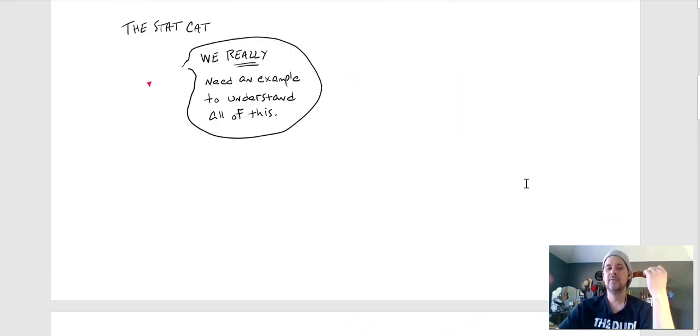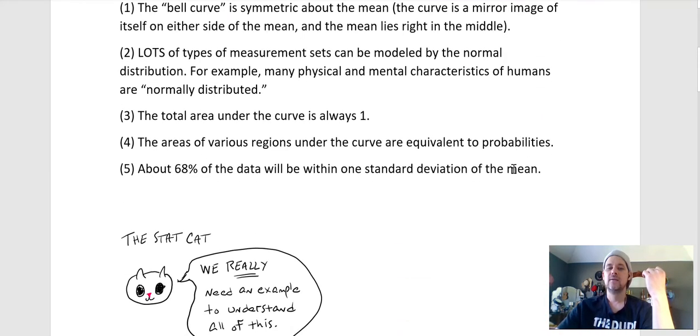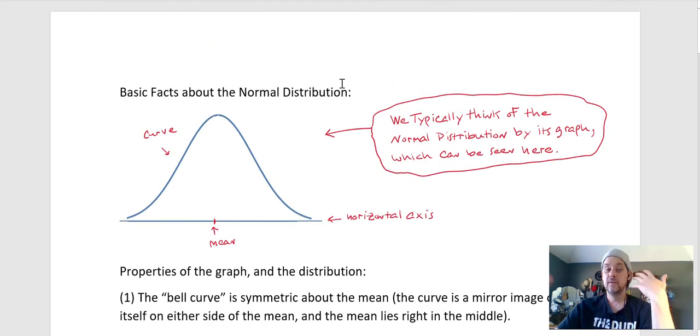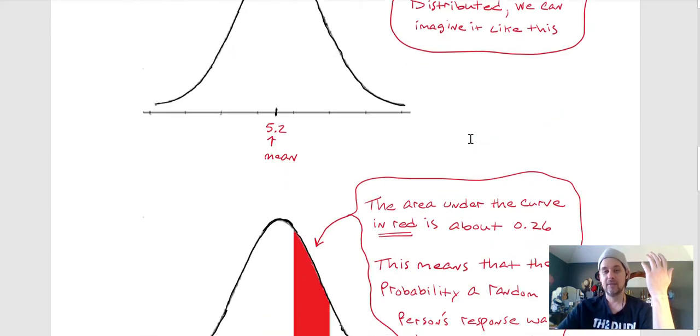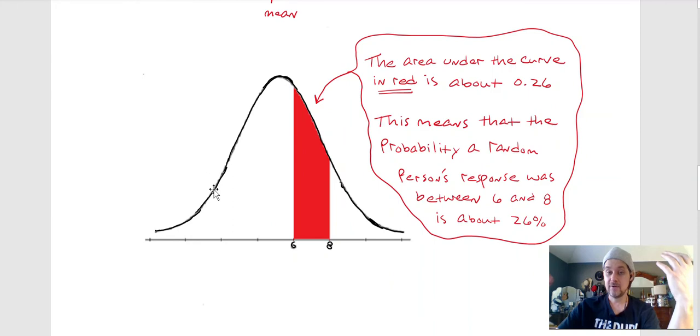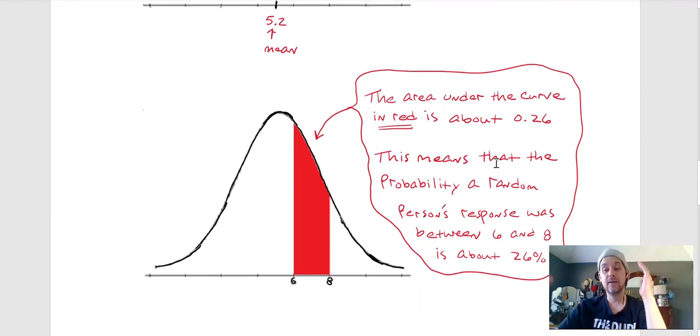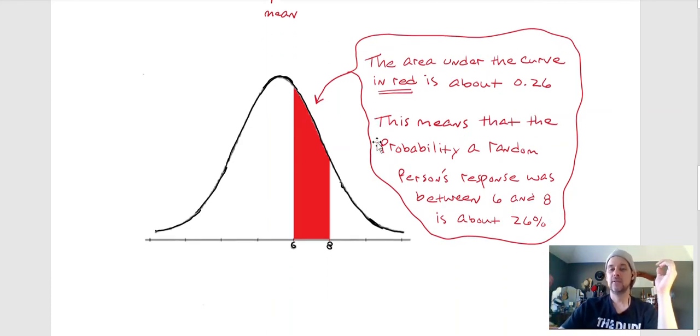So remember up here when I said, for the normal distribution, areas of various regions under the curve are equivalent to probabilities. That's how. Now, I haven't told you how to calculate any of these numbers yet, and I'm not going to. I just wanted to show you this is what we're going to learn. So I'll show you before I'll tell you.